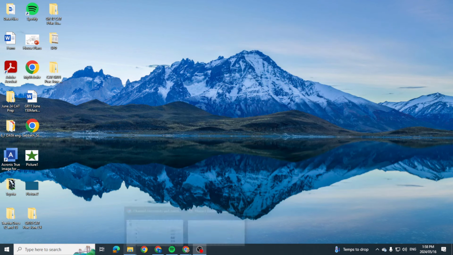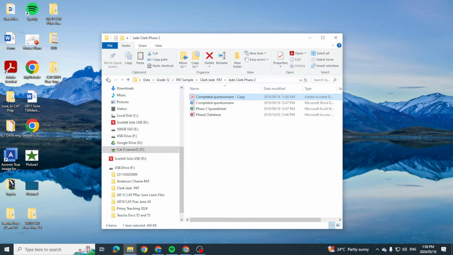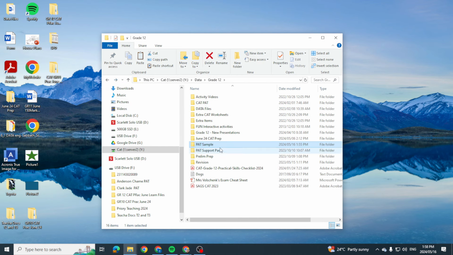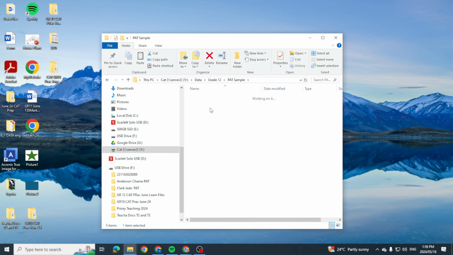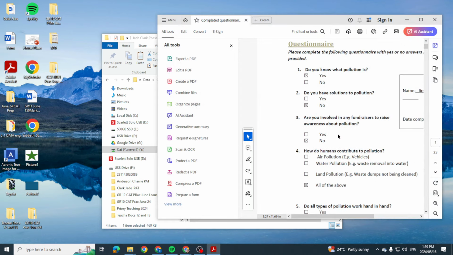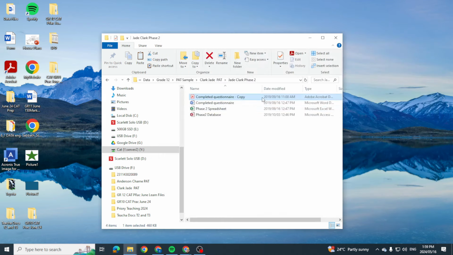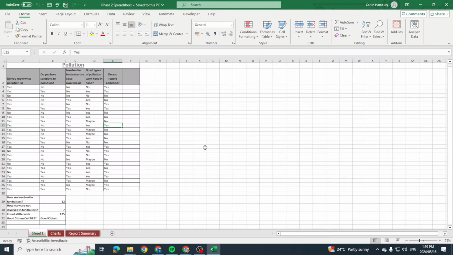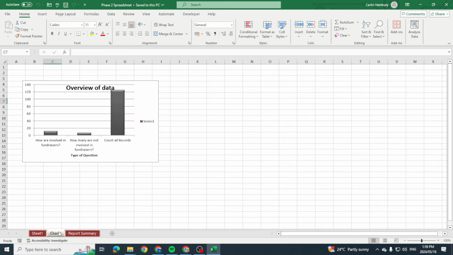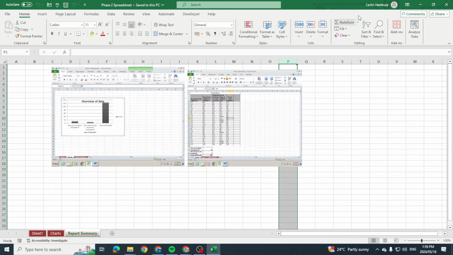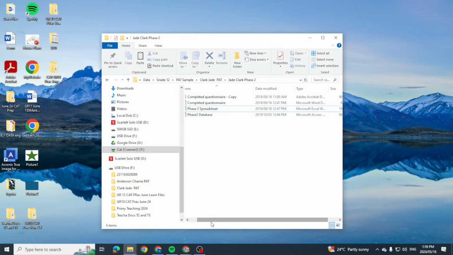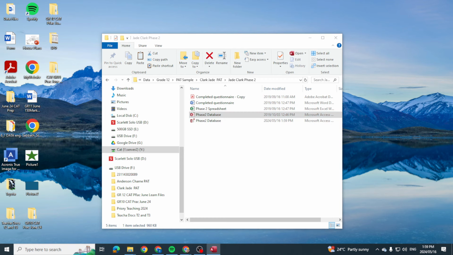Right, let's go back. Let's have a look at another one. Phase 2, again, completed questionnaire. Also on this topic of pollution, so same story, PDF. The spreadsheet, again, a similar spreadsheet, right? Similar spreadsheet, charts, report summary. So, yes, folks, and then the last one, the database.